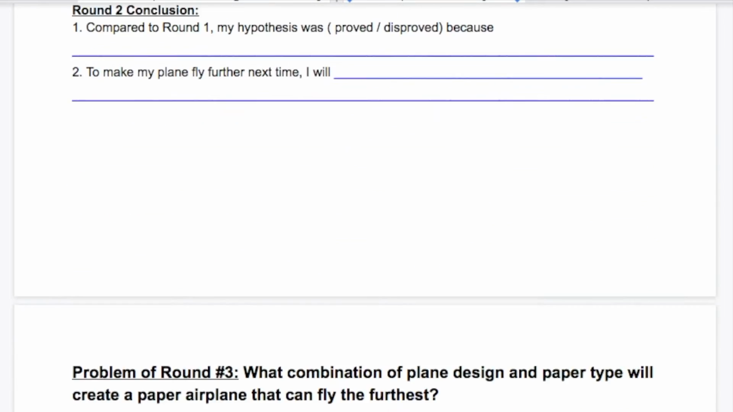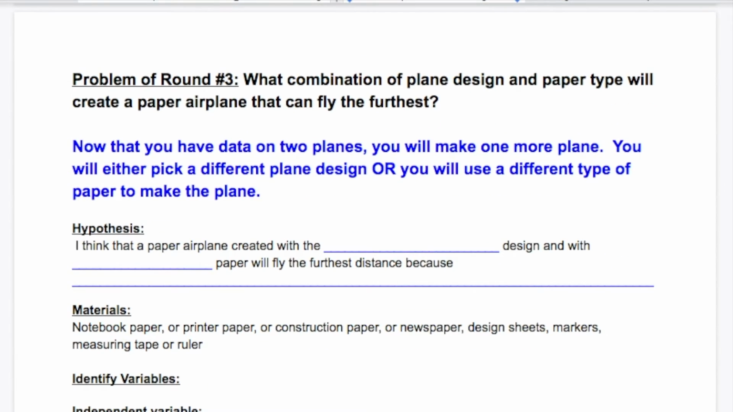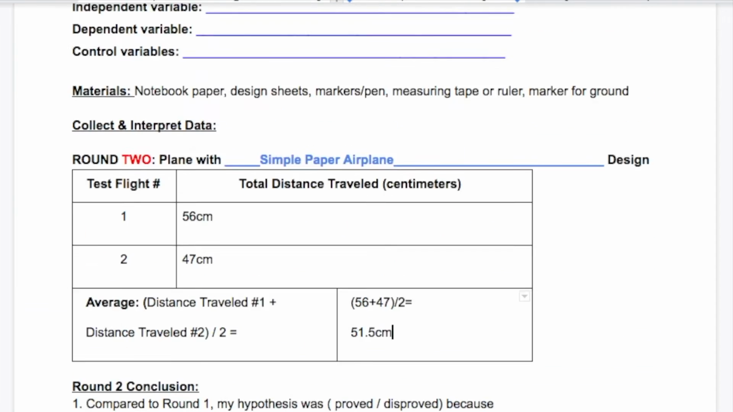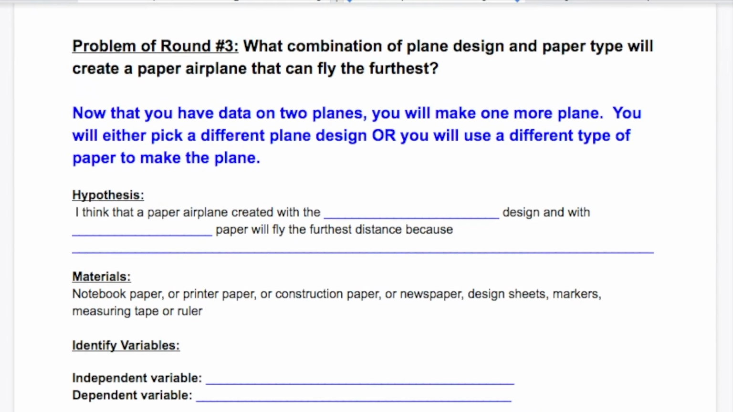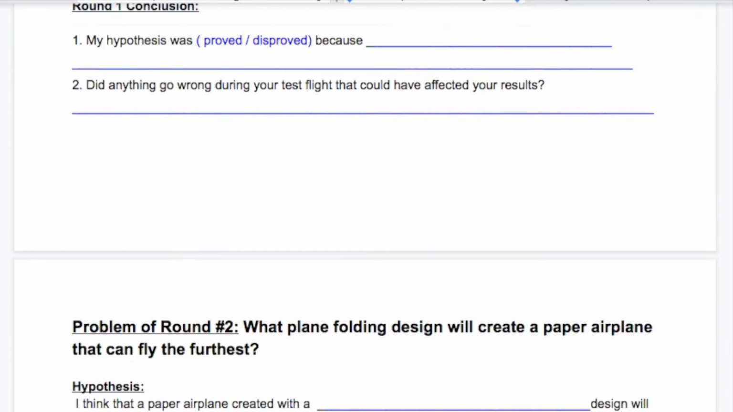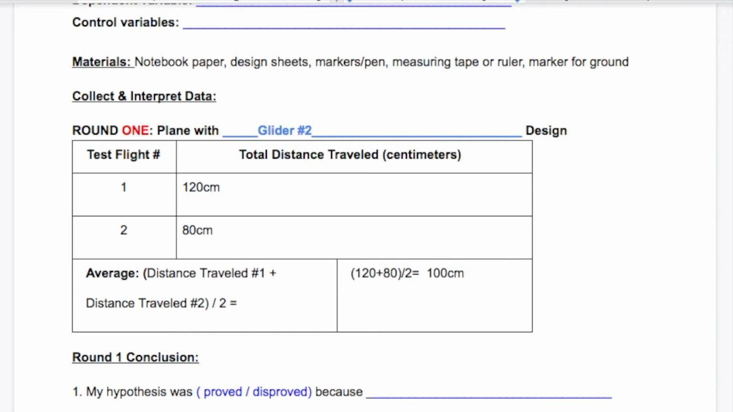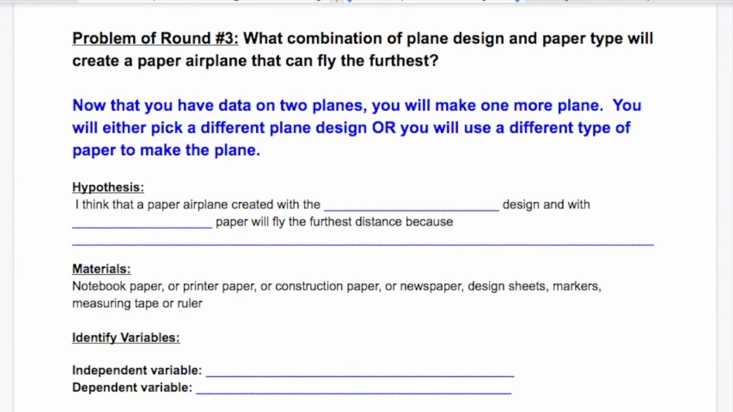This is then where round 3 has a decision that has to be made. So looking at my data, I definitely do not want to use simple paper airplane because it's clear that that one did not do as well. So I'm either going to reuse and make glider number 2 again. Maybe I'll make glider number 2 with a different type of paper, or I'm going to select a totally different plane. So I will fill in the design I'm going to use, and I'm either going to fill this in with just notebook paper because that's what I'm going to continue to use, or if I have some other type of paper at home, I might fill that in here. And again, you'll identify your variables.